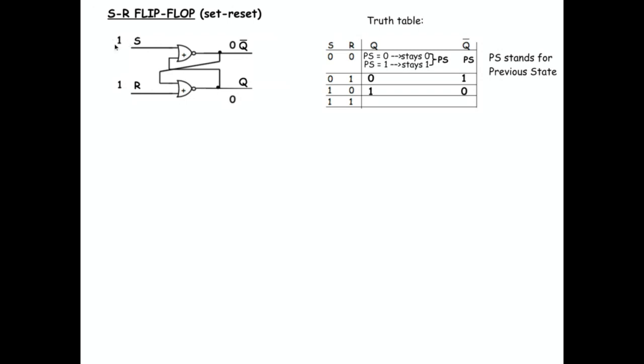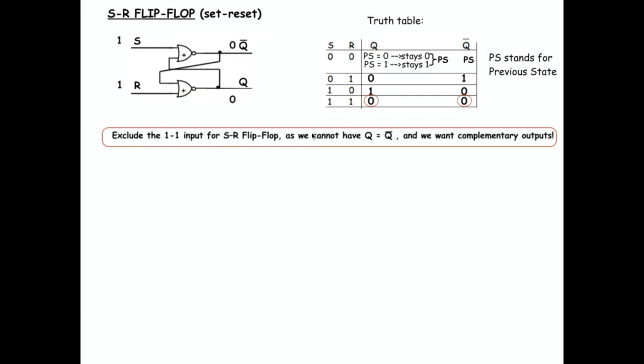So the condition where both are 1 is the won't-happen condition, right? It's a condition that we're going to dismiss, first of all because, just by definition, Q has to be the complement of Q prime, they have to be complements of each other. And also our inputs should always be complementary in a sense.